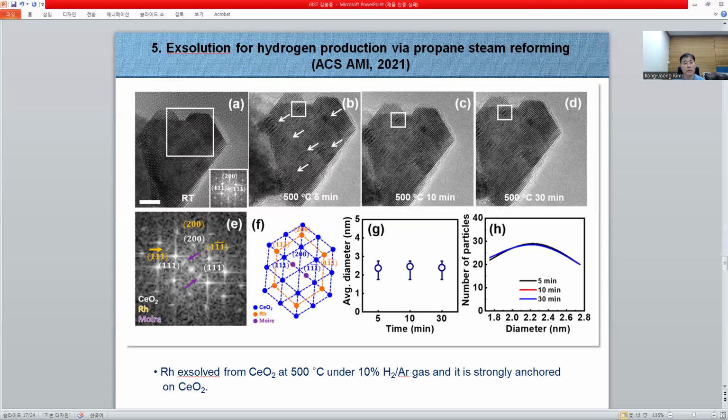Next, we tried to utilize the exsolution technique for hydrogen production via propane steam reforming. We also tried in situ gas flow TEM to monitor the exsolution of a rhodium dopant from cerium oxide at 500 degrees C under 10% mixed hydrogen gas flow, and clearly confirmed that the rhodium nanoparticles, whose diameter is less than 3 nanometers, were anchored on the cerium oxide surface.